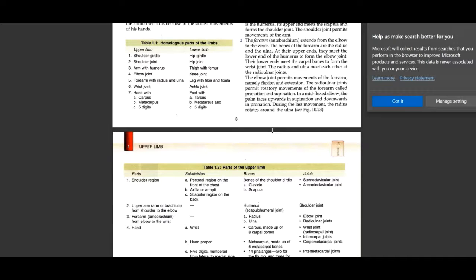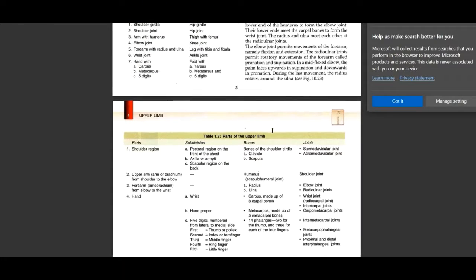The elbow joint permits movement of the forearm, namely flexion and extension. The radio-ulnar joint permits rotatory movement of the forearm called pronation and supination. In a mid-flexed elbow, the palm faces upward in supination and downward in pronation. During the last movement, the radius rotates around the ulna.